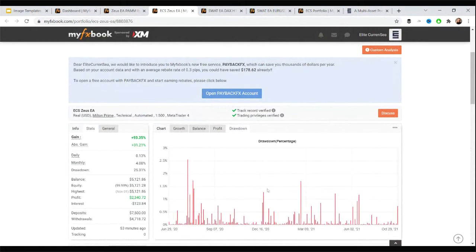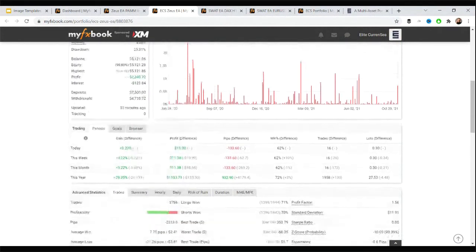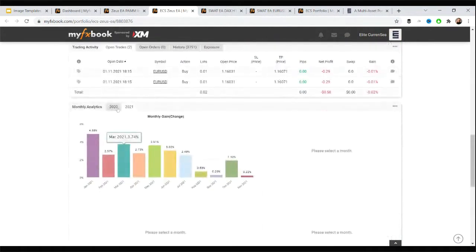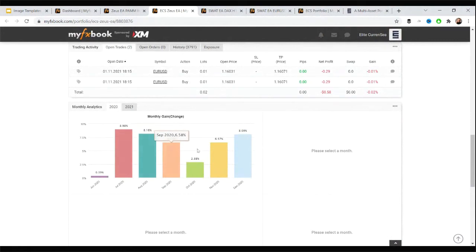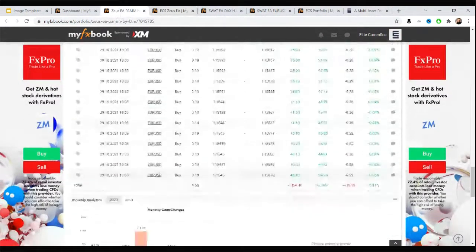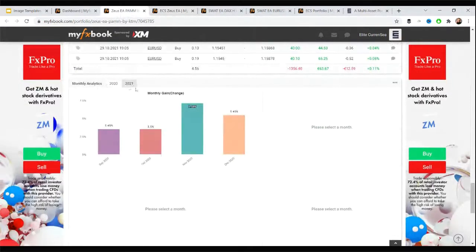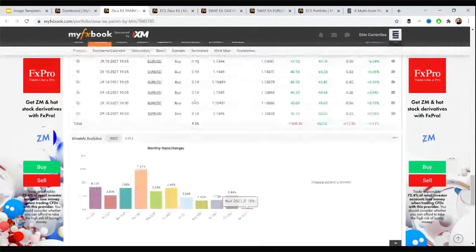And if you look at the drawdown, it's very low, as you can see. This is 2.5%. And if you look at all the months, there was not one single losing month. So I think that's also worth a lot, that there's less stress with that compared to other EAs that we've been trading. So as you can see here, no losing months.